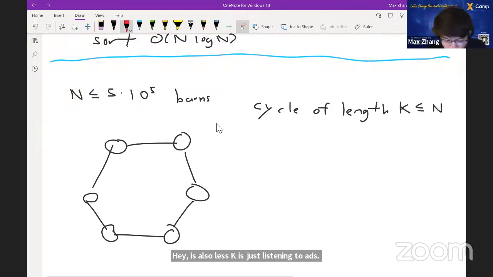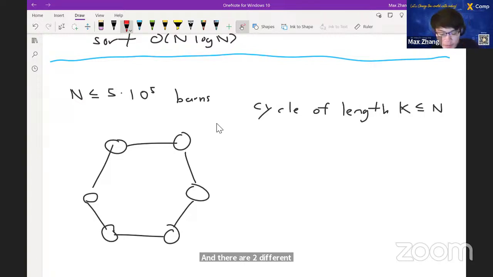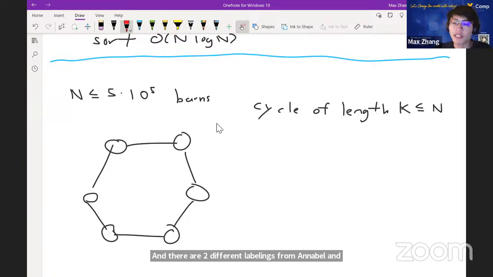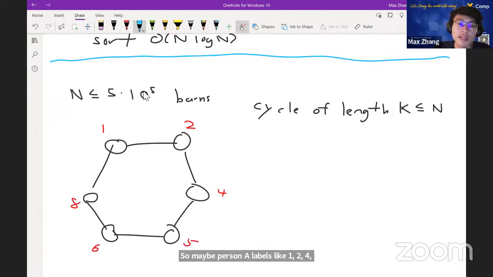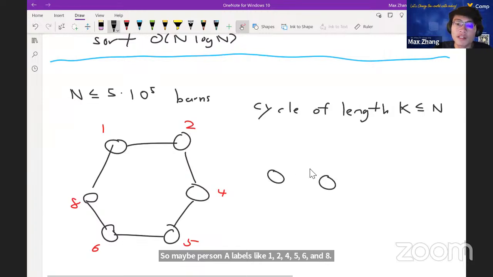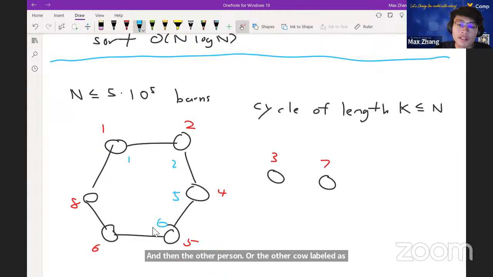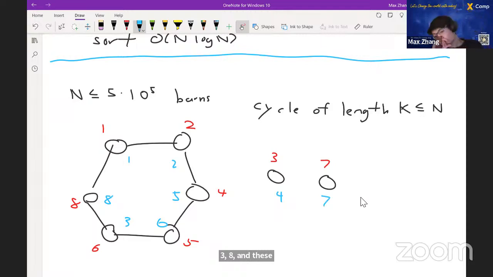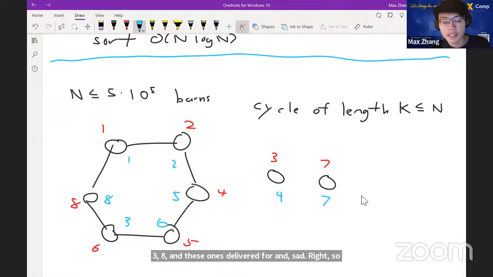And there are two different labelings from Annabelle and Bessie, A and B. Each person looks at this graph and gives each vertex some label from 1 through n, a permutation of 1 through n. Maybe person A labels the cycle 1, 2, 4, 5, 6, and 8, and there are also some isolated vertices, which they label 3 and 7. And the other cow labels it 1, 2, 5, 6, 3, 8, and the isolated ones 4 and 7. So there are two different labelings on this graph.